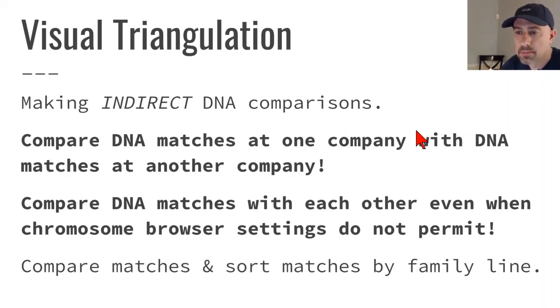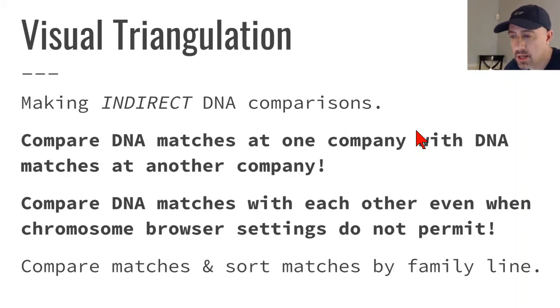So just a quick description of visual triangulation. Visual triangulation is a process where we make indirect DNA comparisons, and so by making indirect DNA comparisons, we're able to compare DNA matches at one DNA testing company with DNA matches from another DNA testing company. So we can overcome an obstacle there and amplify the power of our DNA match results by crossing those barriers.